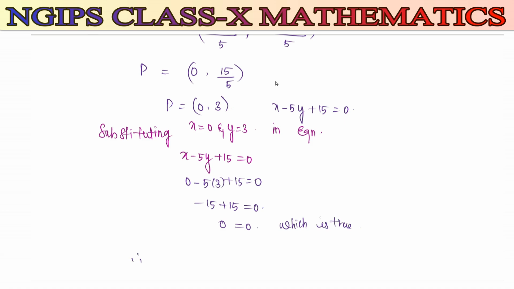Therefore, the point P lies on the line x minus 5y plus 15 is equal to 0.